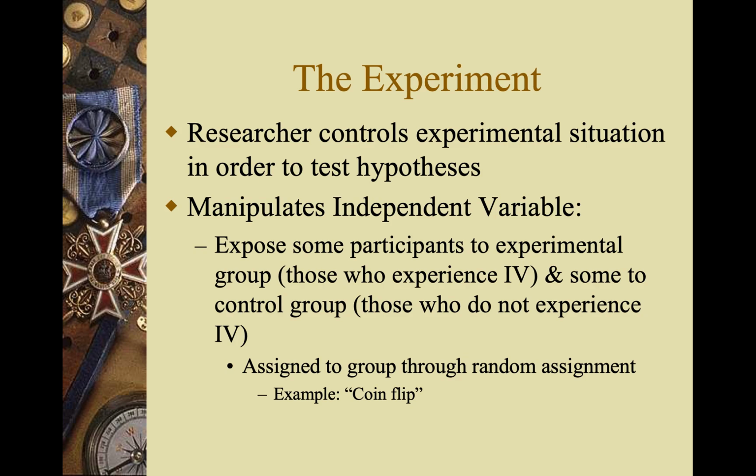So the experiment is what social science researchers use often. And how this works is a researcher controls an experimental situation in order to test a hypothesis. So the researcher manipulates the independent variable. For an example, they would expose some participants to an experimental group and then some to a control group. The experimental group experiences the IV and the control group does not experience the IV. And how they decide who gets to be part of which group is through random assignment.